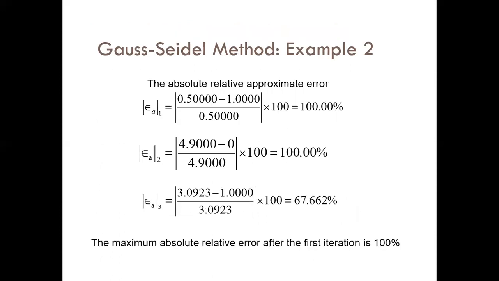The absolute relative error is 0.5 minus 1 divided by 0.5, into 100, which is 100%. 100% error is available.